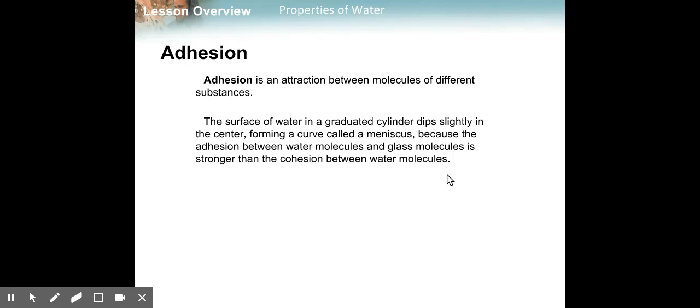Adhesion, attraction between molecules of different substances. A good way to remember the difference between adhesion and cohesion: adhesive bandages stick to your skin. That's how I remember it. It may or may not help you.